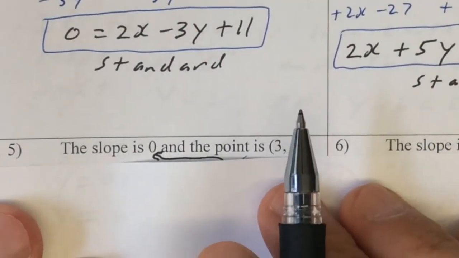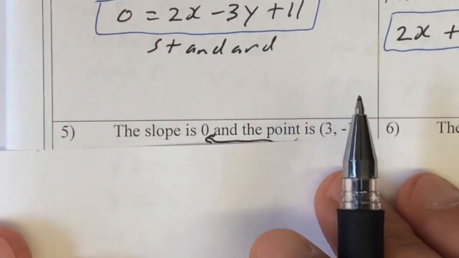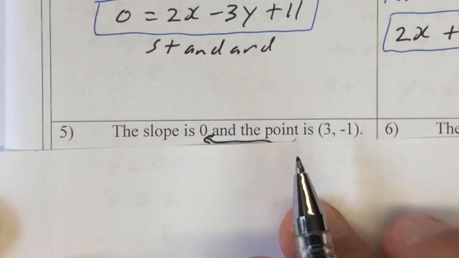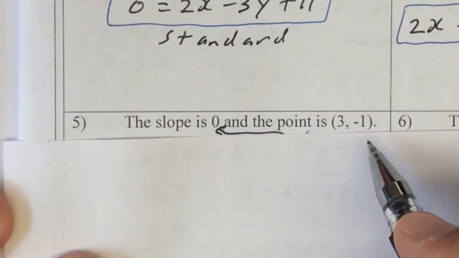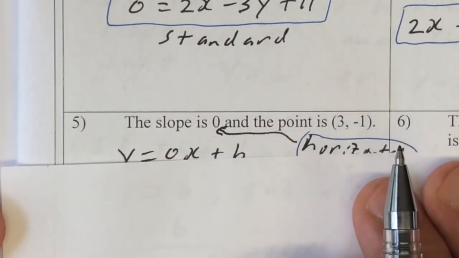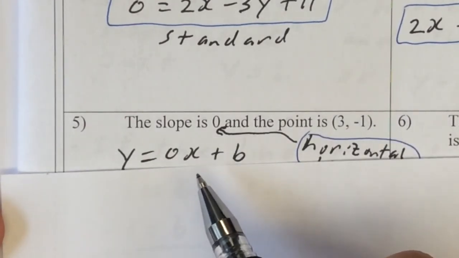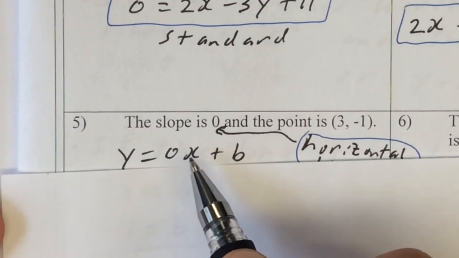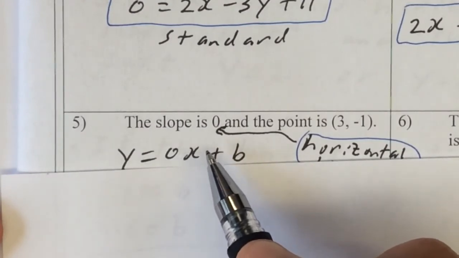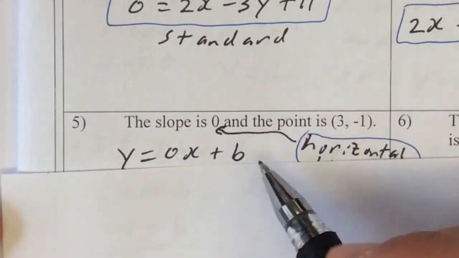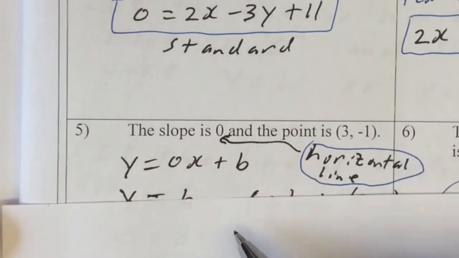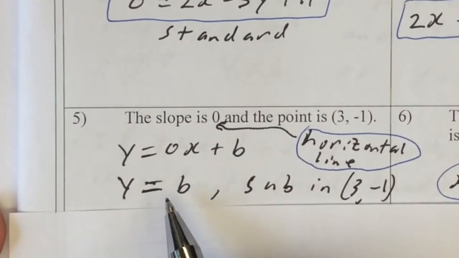So the next example is example 5 here. The slope is 0, and the point is 3, negative 1. Okay. You sub in 0, basically makes that part go away. If the slope is 0, then it's a line that doesn't go up or down. So it's a horizontal line. And horizontal lines have the form of y equals a constant. Y equals the y-intercept, basically. Okay, so y equals b.